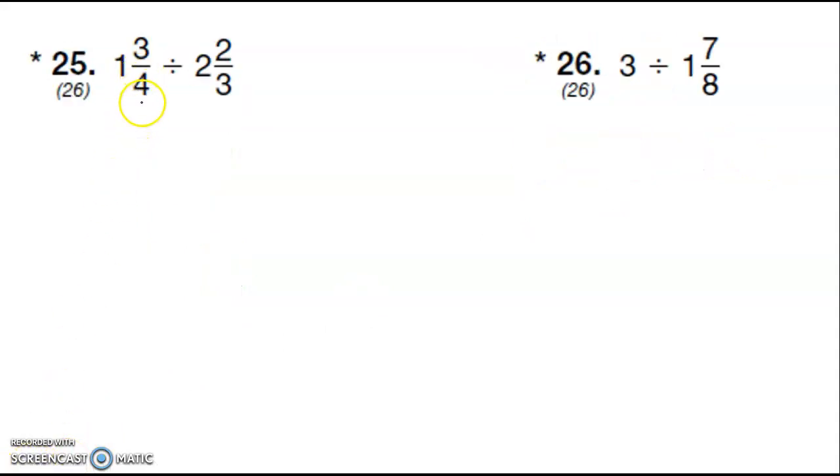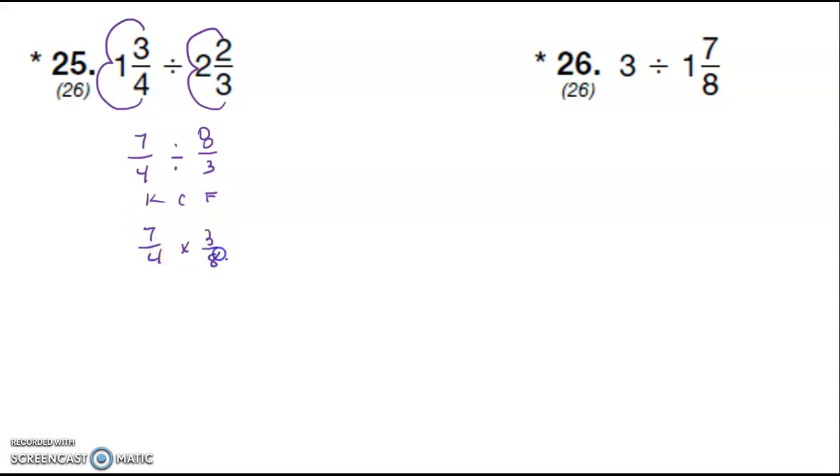Okay, so I'm going to popcorn these. 4 times 1 is 4, plus 3 is 7. Divided by 3 times 2 is 6, plus 2 is 8. Keep, change, flip. 7/4 times 3/8 is 21 over 32. I think that's it. I don't think, yeah.